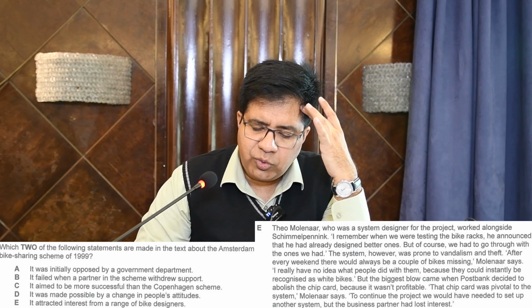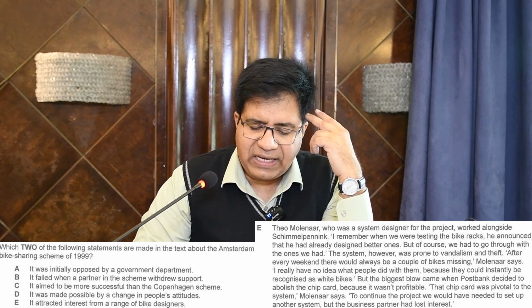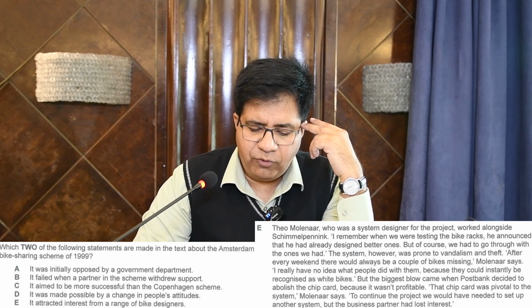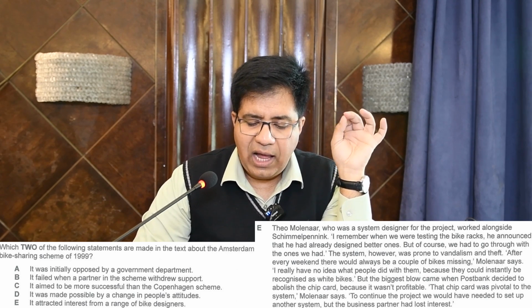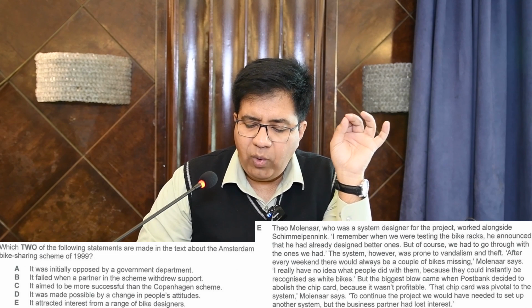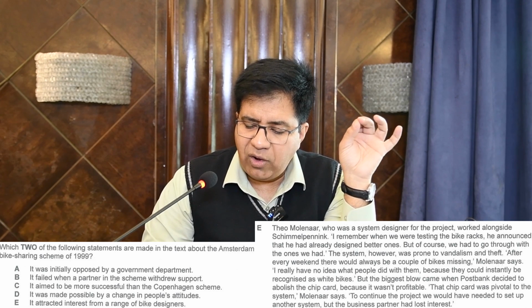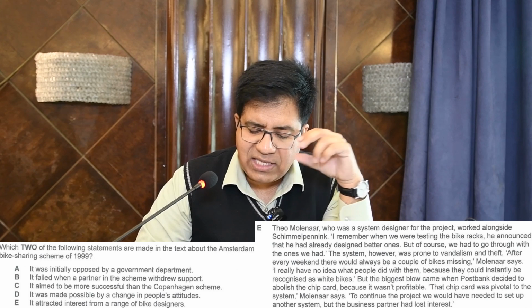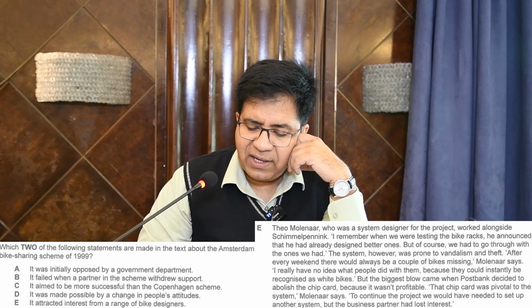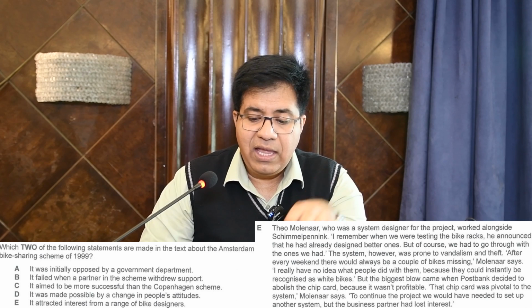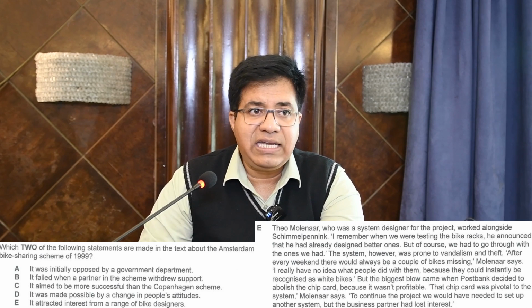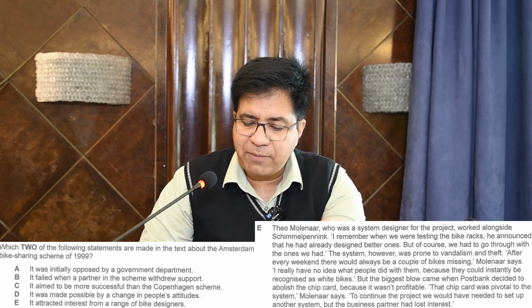Okay, please come to this fifth line. 1, 2, 3, 4, 5th, 6th line. Paragraph E for elephant, 6th line. I really have no idea what people did with them because they could instantly be recognized as white bikes. But the biggest blow came. Now another statement they are giving, and they are talking about the 1999 bike sharing scheme of Amsterdam.